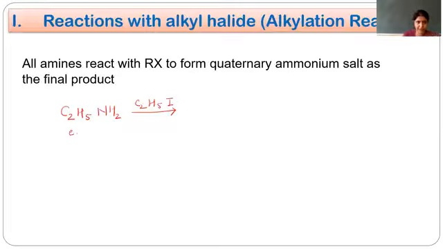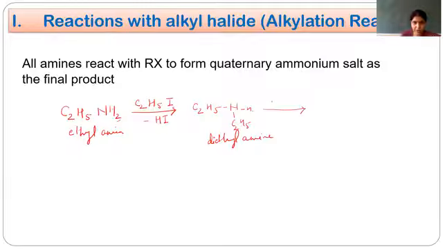Reaction of ethylamine with ethyl iodide. In the first step of the reaction, there is the elimination of one molecule of HI, hydrogen from the NH2 group and iodide, and formation of C2H5, NH, C2H5, diethylamine. Again, diethylamine reacts with another molecule of ethyl iodide and forms triethylamine, C2H5, N, C2H5, C2H5.